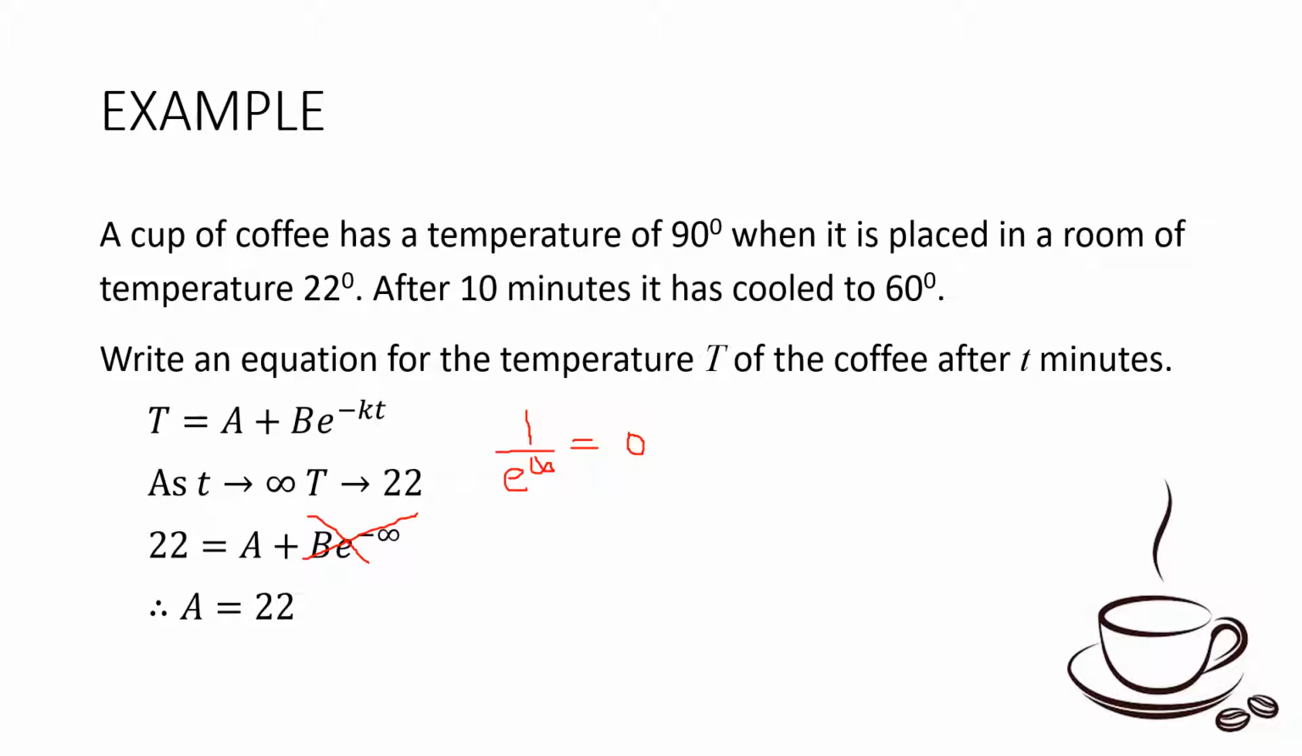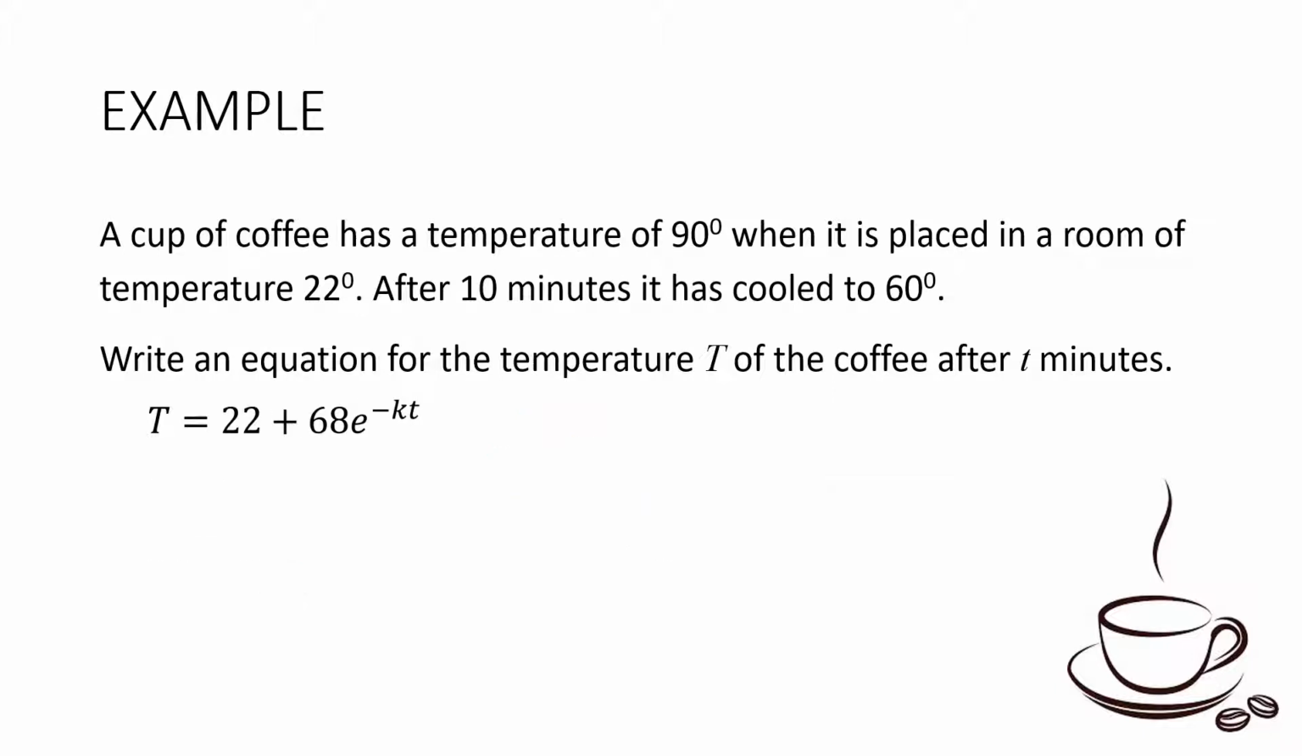The second piece of information we have is its initial temperature. And so this is at time 0. So we want to put 90 in where T is. We know that A is 22 plus B times e to the 0. e to the 0 is 1, isn't it? So I can cancel that out. And just by solving a very simple equation, I'm going to get B is equal to 68. So there we've put in A and B, and now all we have to find out is k.